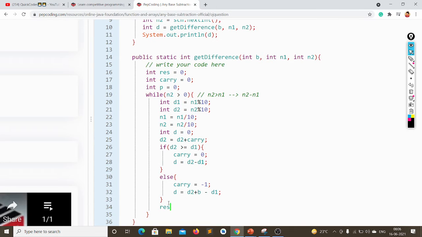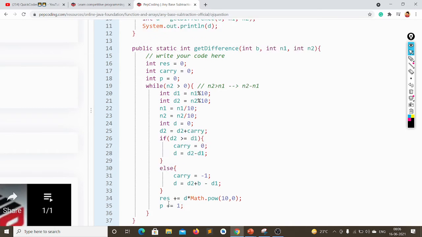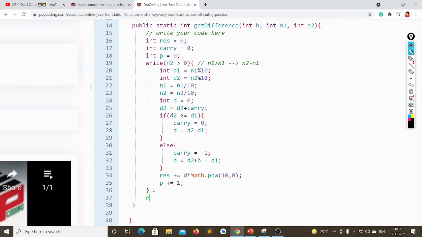Then my result plus is equal to my d into math dot power of 10 comma p, and my p plus 1, and I will return this.